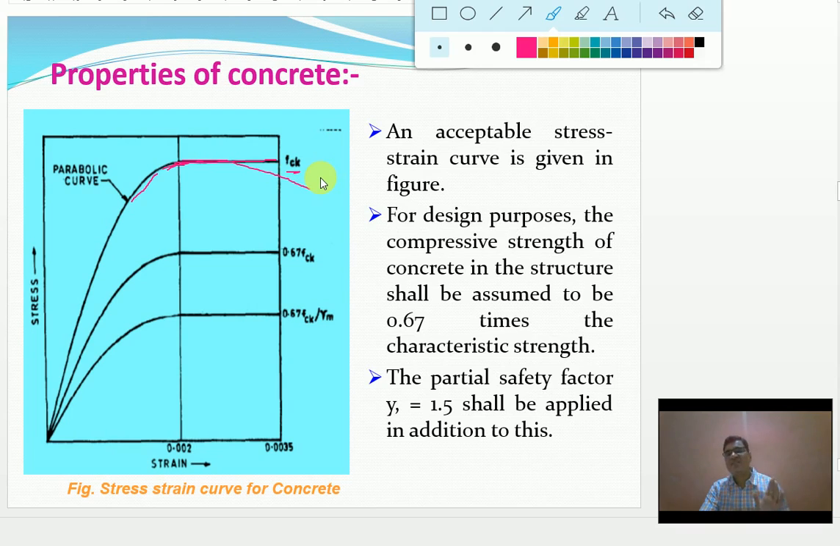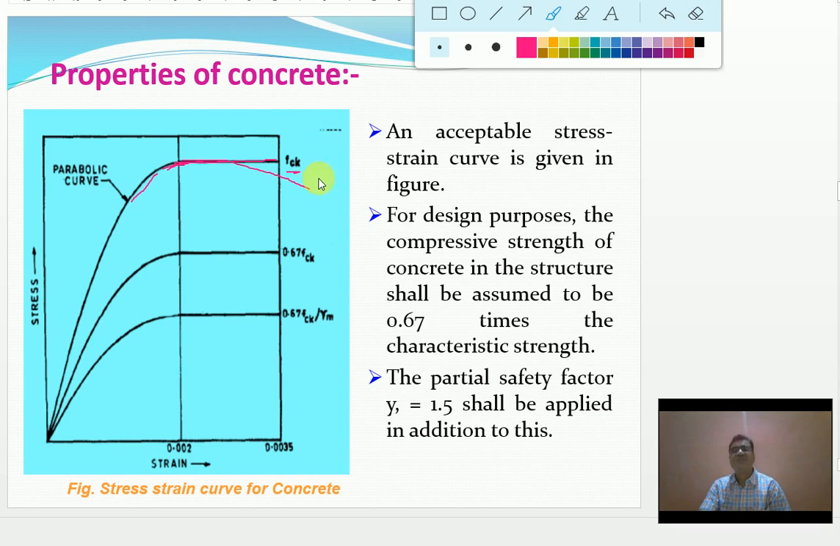That means when you test a cube of 150 by 150 by 150 size after 28 days of curing, the strength we get is the fck. As I told you, you have to test a number of cubes and then decide the characteristic strength of that concrete.